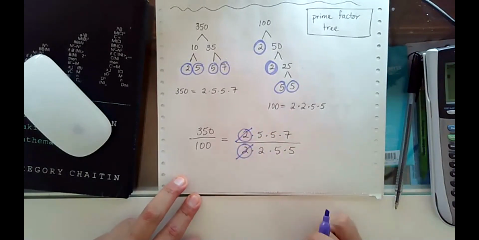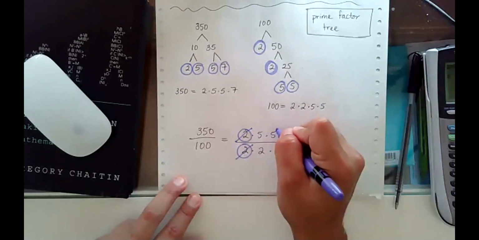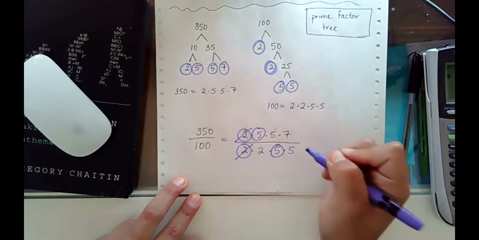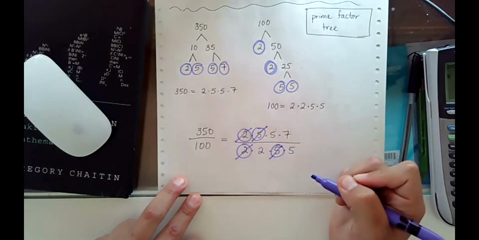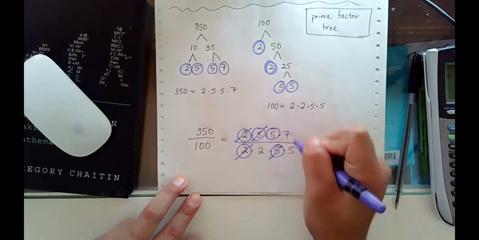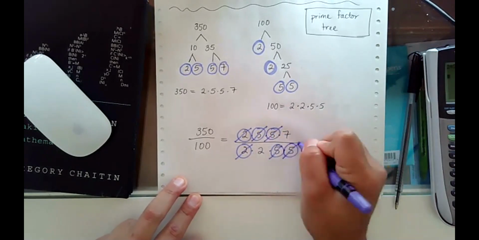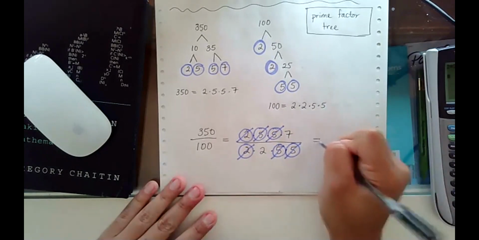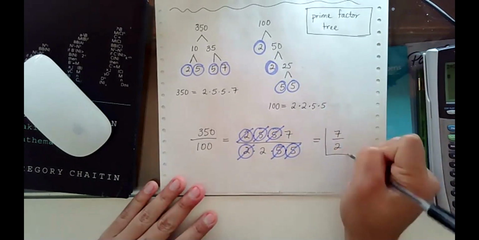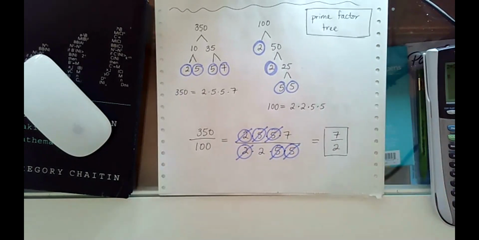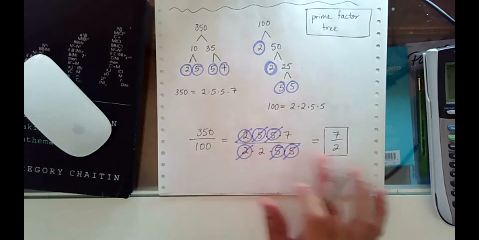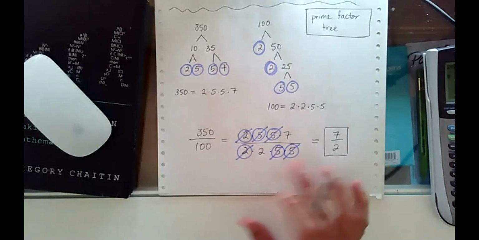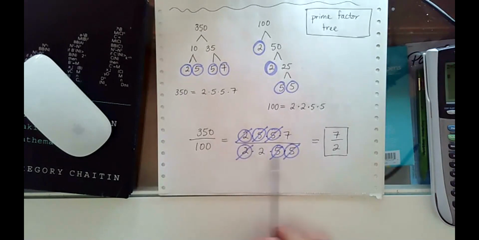So now we have no more 2's on the top. And 5 divided by 5 is also 1, so those cancel. And 5 divided by 5 is also 1, so those cancel. So all you're left with here is 7 over 2. And that's fully simplified. There's no question of whether or not we can continue because there's no longer any common factors on the top and bottom to be canceled.